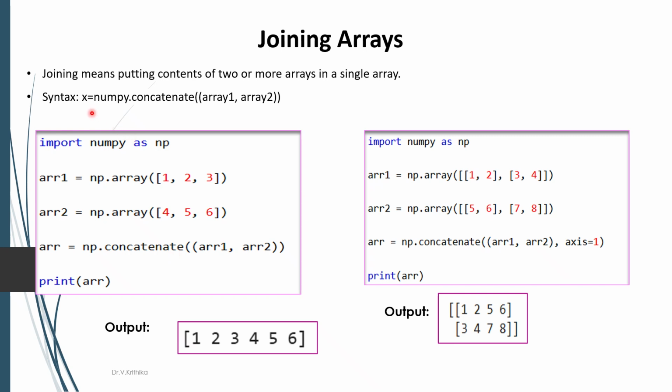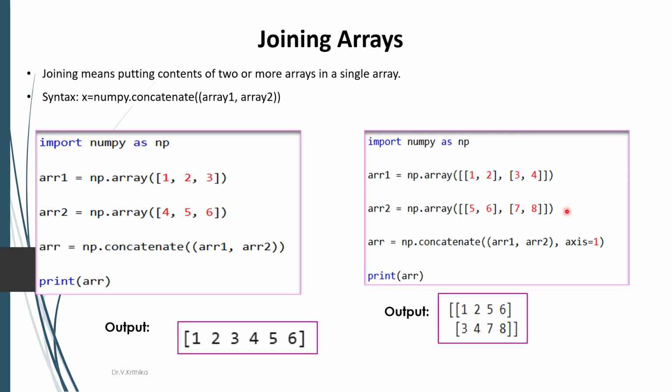The syntax is numpy dot or np dot concatenate and the array names. So we have np dot concatenate, and the two variable names are array 1 and array 2, and the joined or concatenated array is given as array. So after joining, we'll have this as a single array.